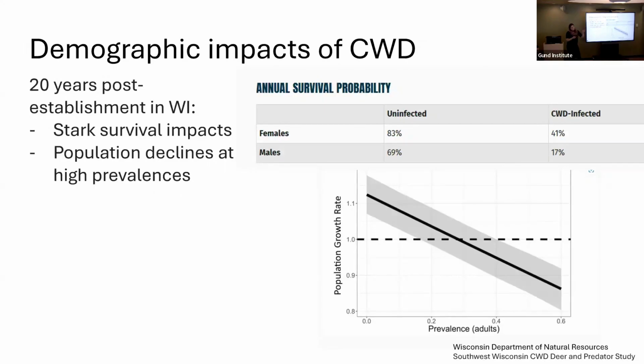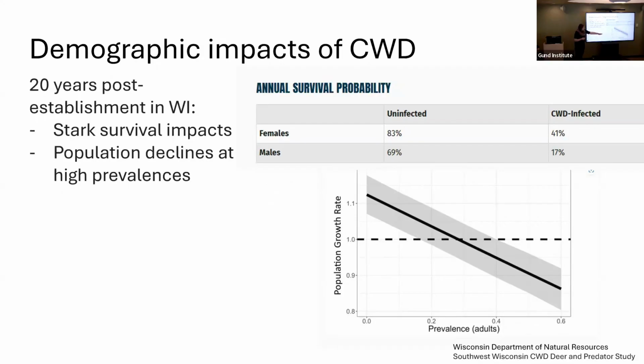What does CWD do once it arrives? Wisconsin is a place that loves its deer and studies its deer in a very detailed way. So much of our best data comes from Wisconsin, where the disease has been present for 2 decades now. And what we have learned is that infected animals have much lower survival than uninfected animals, and there is a bit of a sex difference there.